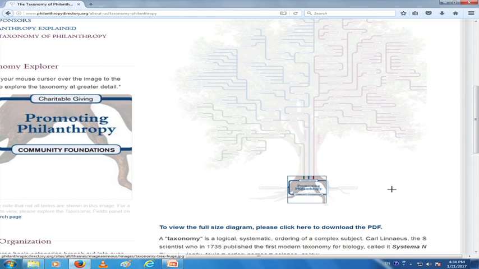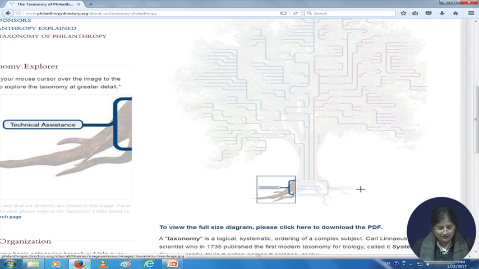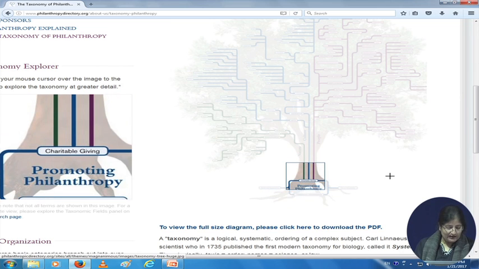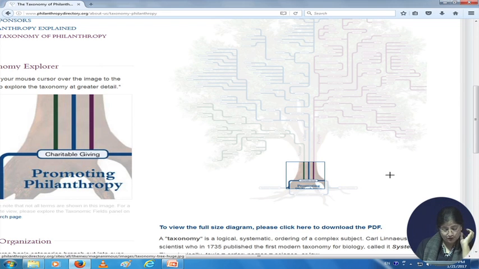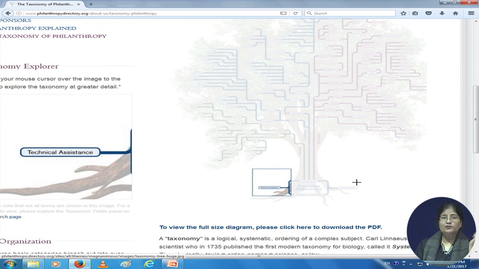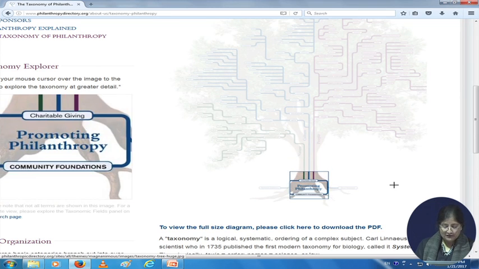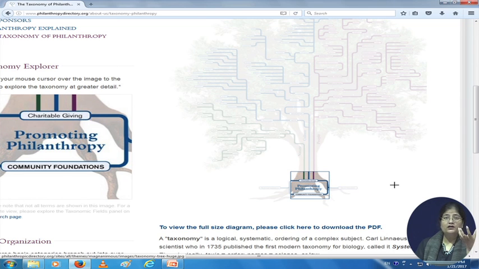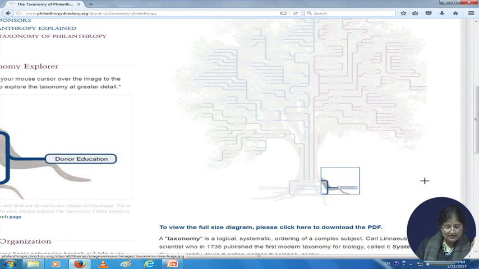So as you can see, this is the base of the tree, the root says promoting philanthropy, and over here we have technical assistance. You can see on the left side it says technical assistance. Then we have charitable giving. So the concept that we are talking about is promoting philanthropy. Here, how do we promote philanthropy? By giving people technical assistance. We also promote philanthropy by charitable giving. Philanthropy is rooted in community foundations, and here, this is donor education. So these are the 3 ways in which we promote philanthropy.